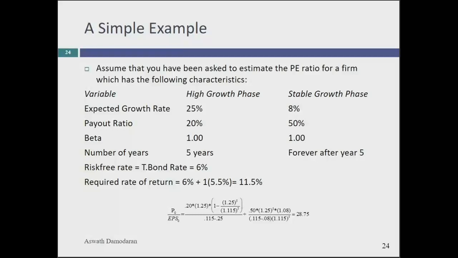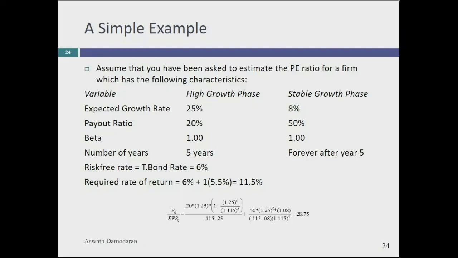So here's the final example, and then we'll end for today. So we have a stock where the expected growth for the next 5 years is 25%, and it's going to drop to 8% in stable growth. Incredibly high, but it's a different time and a different environment. Payout ratio is 20%, and 50% in stable growth. Beta is 1 in both periods.